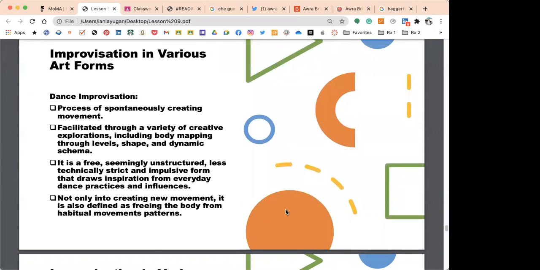Dance improv, the process of spontaneously creating movement facilitated through a variety of creative explorations, including body mapping through levels, shape, and dynamic schema. If you're from UB Senior High, kung na-teacheran nyo si Ma'am Dinah Chendiwan, she's my classmate in college, we used to do dance improv. So what we do is, it's a free or seemingly unstructured, less technically strict and impulsive form that draws inspiration from everyday dance practices and influences.